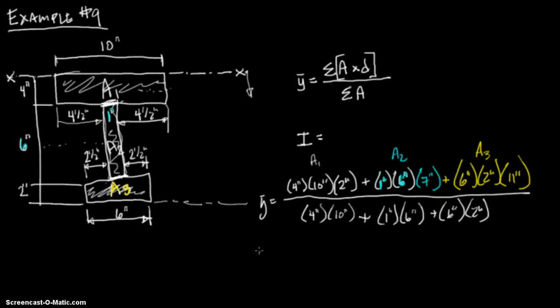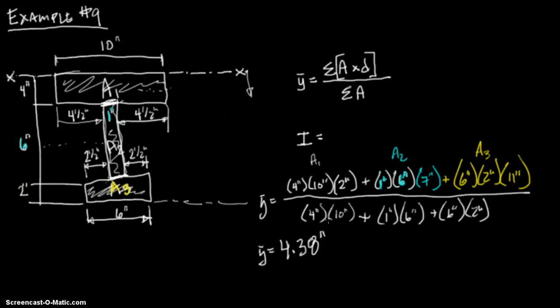Now let's go ahead and bring it down here. Four times 10 times 2 plus 1 times 6 times 7 plus 6 times 2 times 11 equals 254, and that divided by parentheses 4 times 10 plus 1 times 6 plus 6 times 2. And the total answer is 4.38, and that is inches.